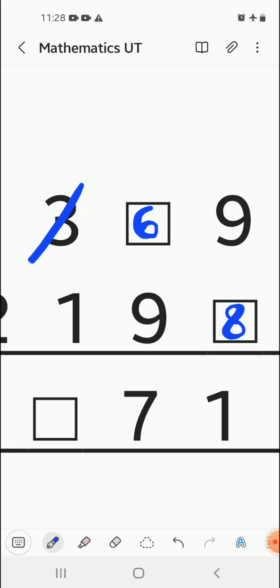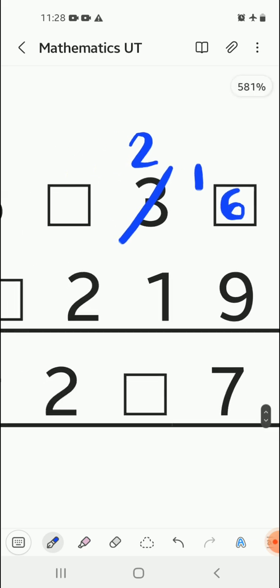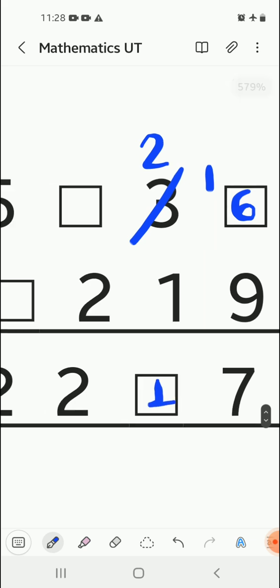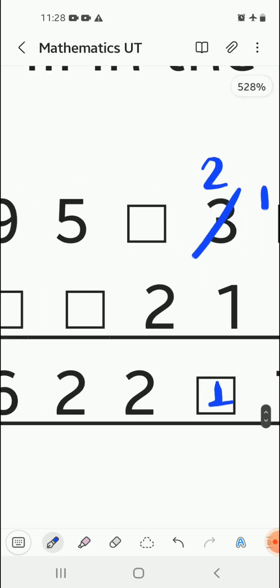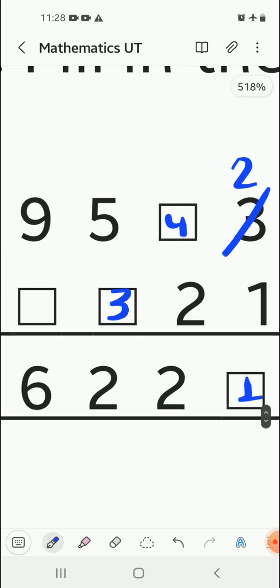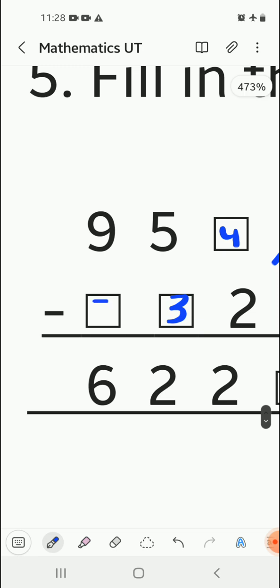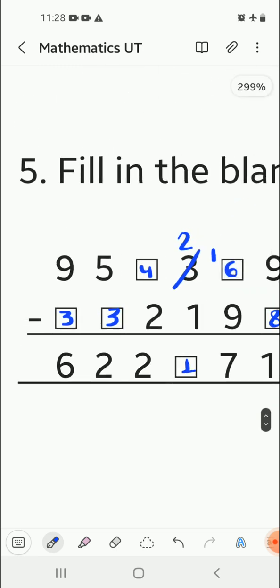That is 16, where 1 is taken from the 3. So this is 16. 16 minus 9 would be 7. 10, 11, 12, 13, 14, 15, 16. Now 2 minus 1 will be 1. Again, something minus 2 is 2. So it must be 4. 4 minus 2 is 2. 5 minus 3 is 2. 9 minus 3 is 6. So this is all.